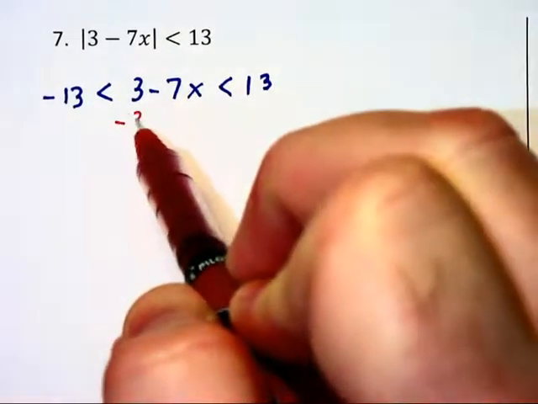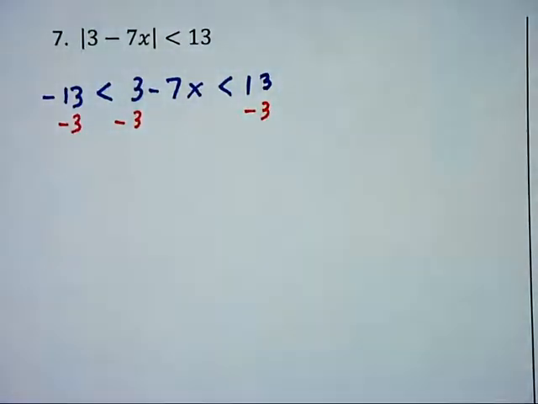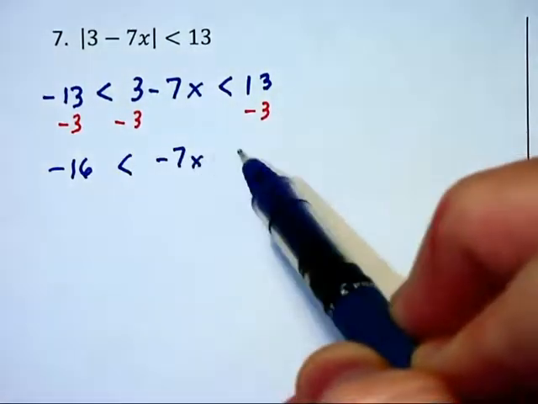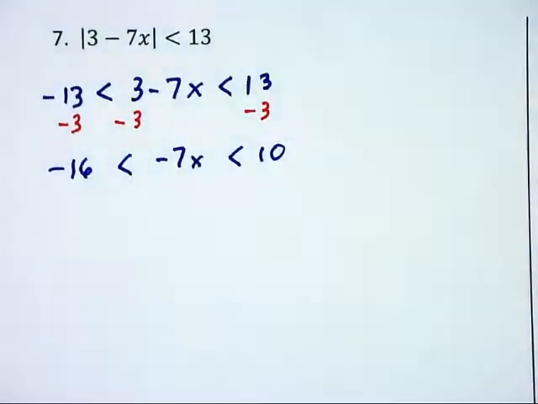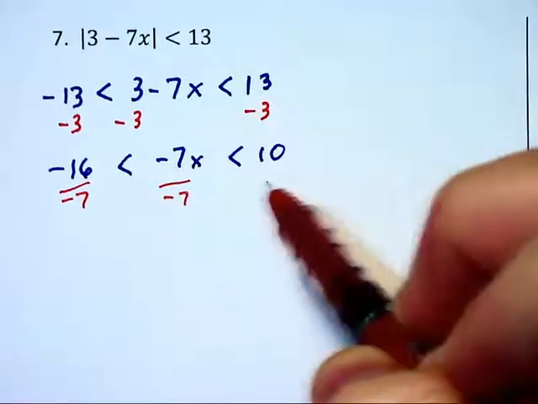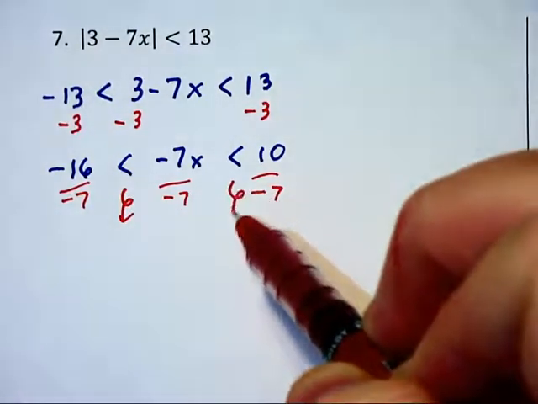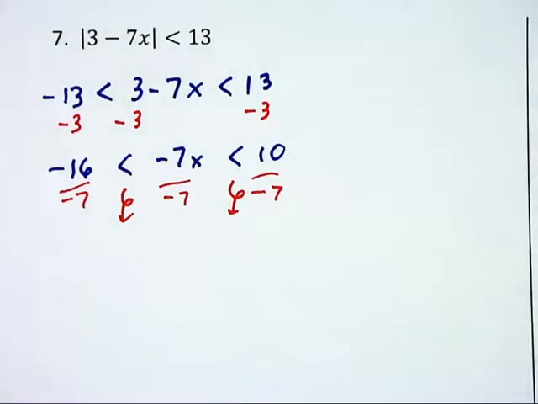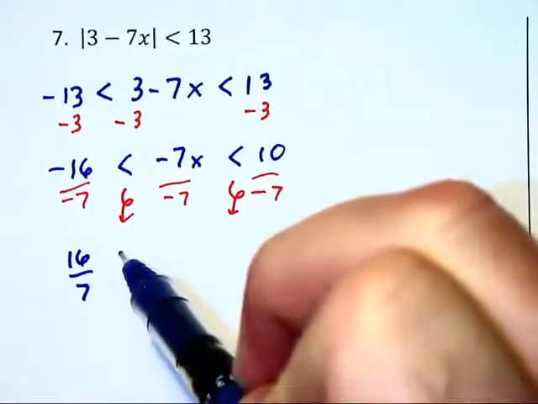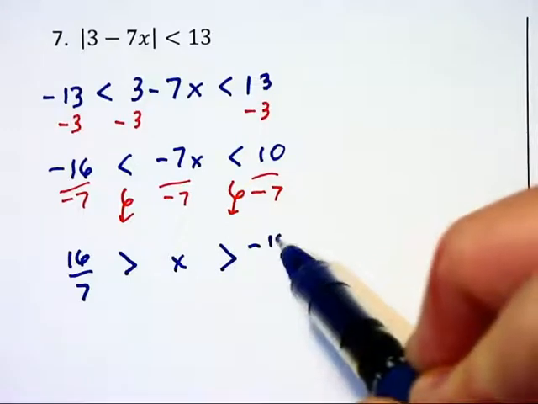We are going to subtract 3 on the left, middle, and right of this problem, leaving us with negative 16 less than negative 7x less than 10. Now we are going to divide all three parts by negative 7. And whenever you divide by a negative, you need to change the direction of your inequalities. So this leaves us with 16 over 7 is greater than x, which in turn is greater than negative 10 sevenths.